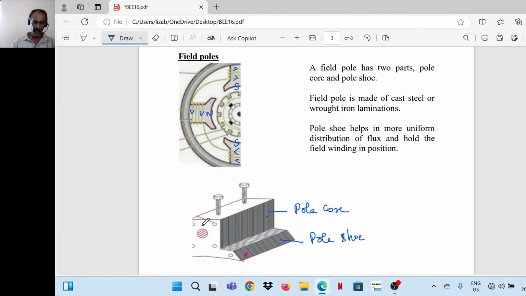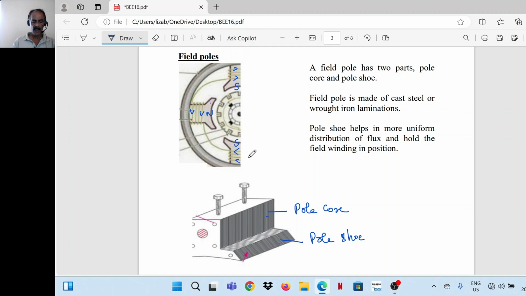So the field winding is placed over the pole core. For example, here it is given. This is the direction of the current through the winding. For this particular current direction, this will get a north polarity.